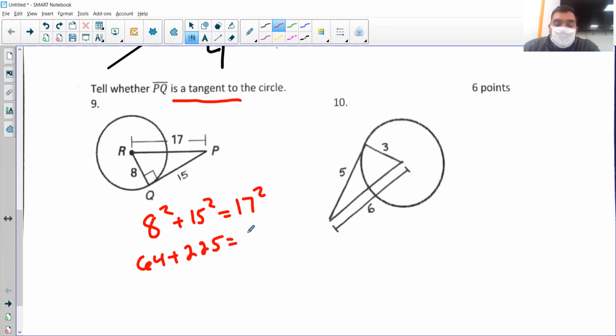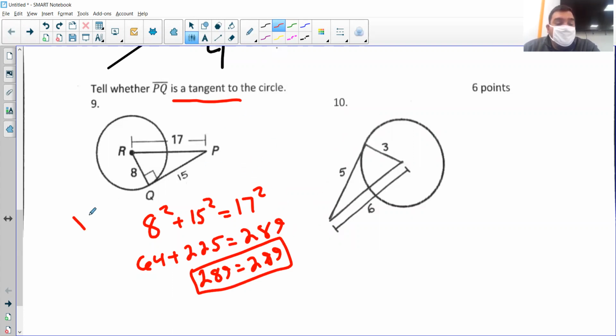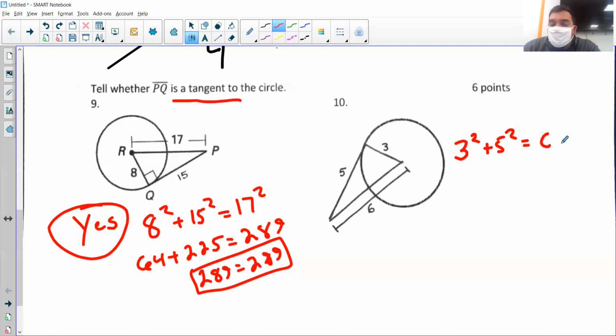225 equals 289. So because they are equal in this case, yes. Is it a tangent? Yes, because they are equal. This one though, 3 squared plus 5 squared equals 6 squared.